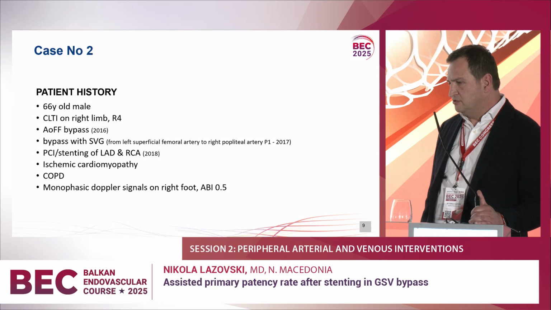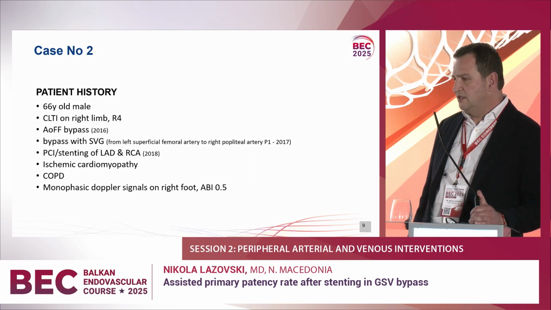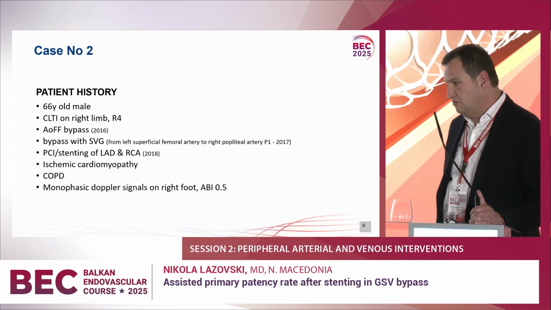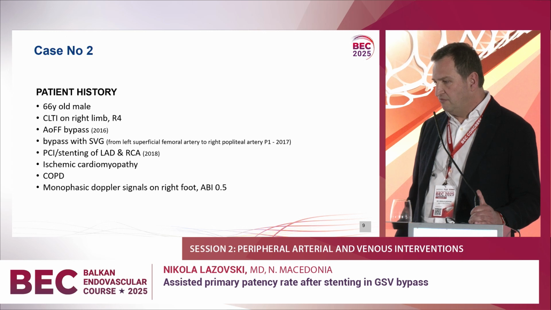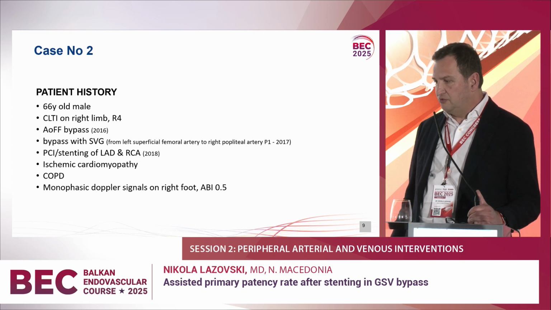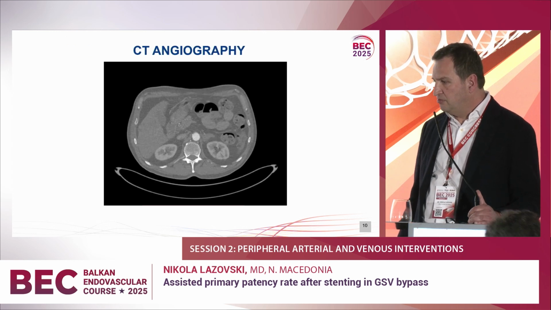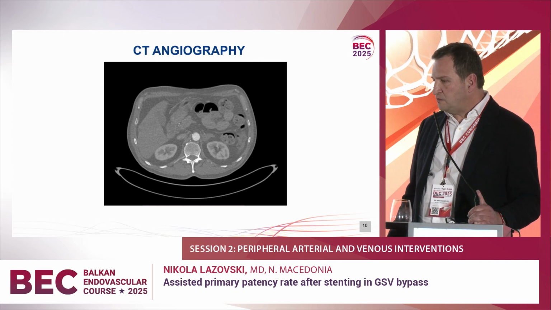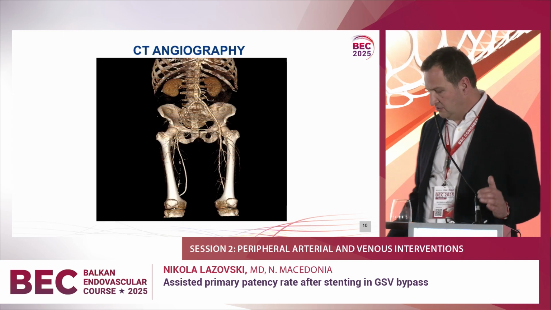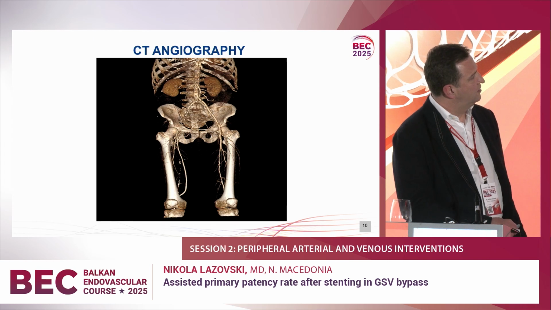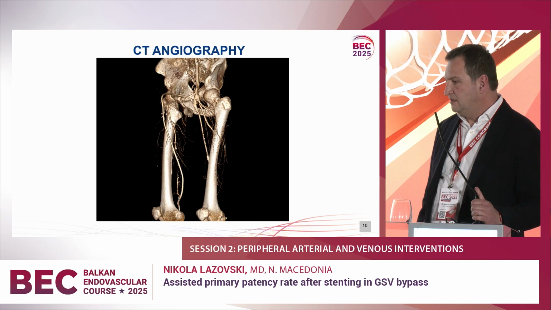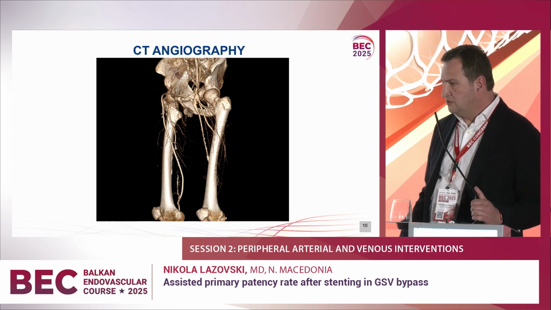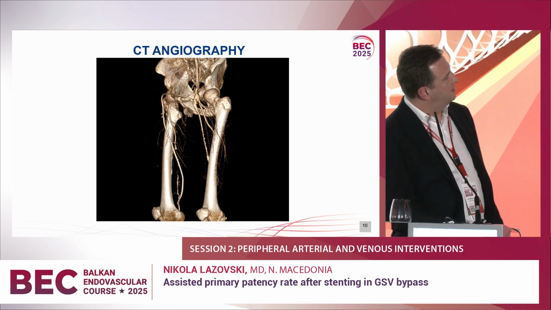The second patient is Rutherford 4 class, previously operated with aortobifemoral bypass. After this, because of the closure of the right limb, he was managed with a great saphenous vein bypass with the crossover until P1 on the other leg. Now he has monophasic Doppler signals on the right foot with ABI 0.5. On the CT angio, we found this kind of lesion, also ostial stenosis of the great saphenous vein bypass. You can see it in the other projection, maybe better here.